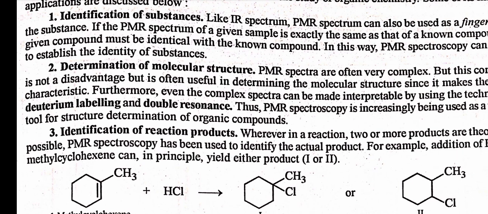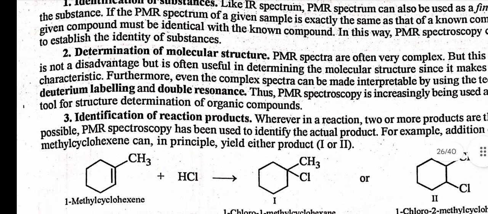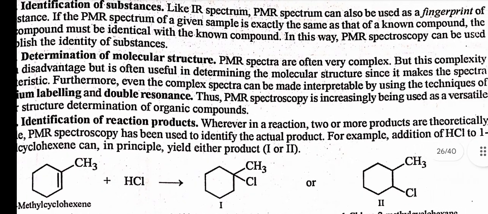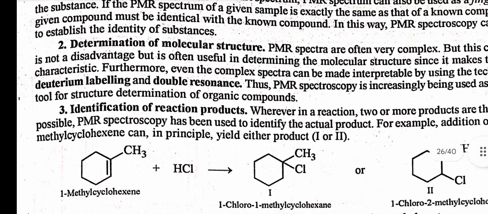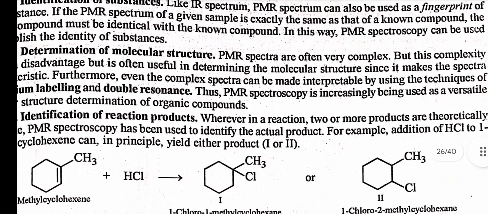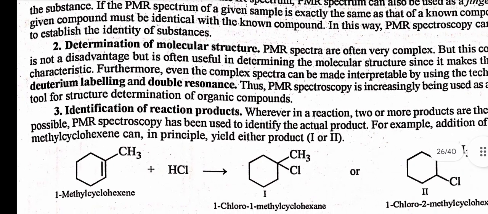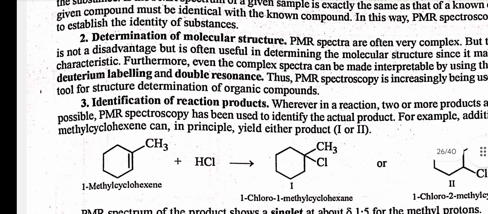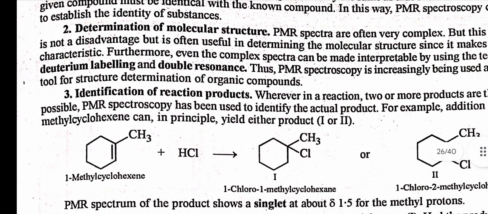Determination of molecular structure. PMR spectra are often very complex, but this complexity is not a disadvantage but is often useful in determining the molecular structure since it makes the spectra characteristic. Furthermore, even the complex spectra can be made interpretable by using the techniques of deuterium labeling and double resonance. Thus, PMR spectroscopy is increasingly being used as a versatile tool for structure determination of organic compounds, identification of reaction products.